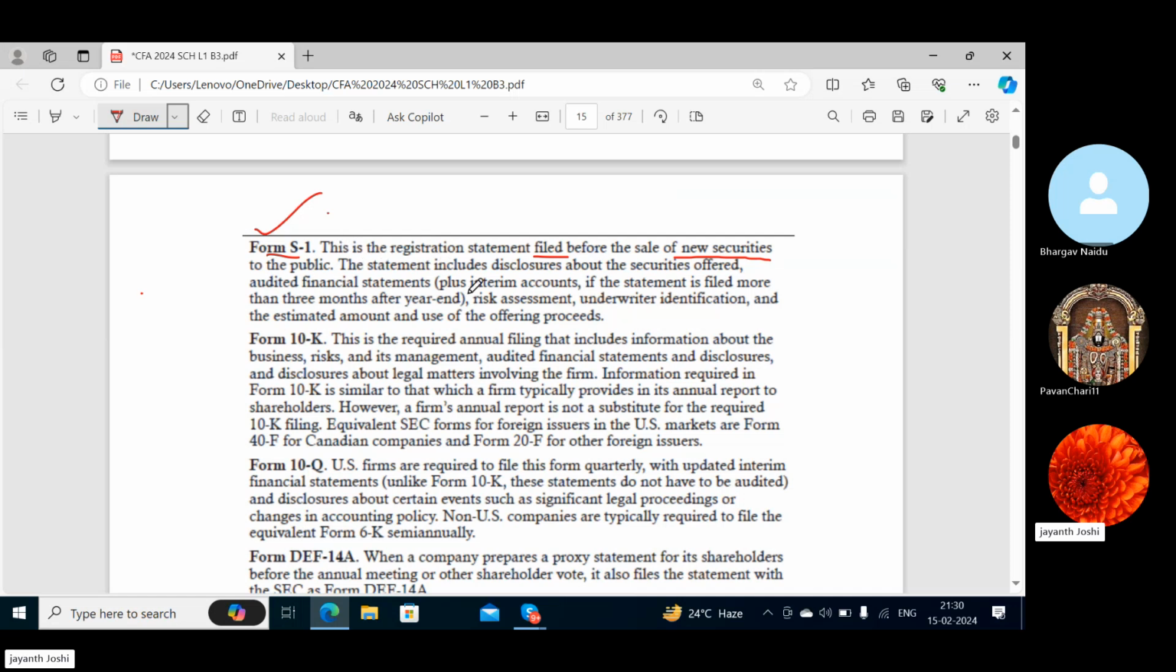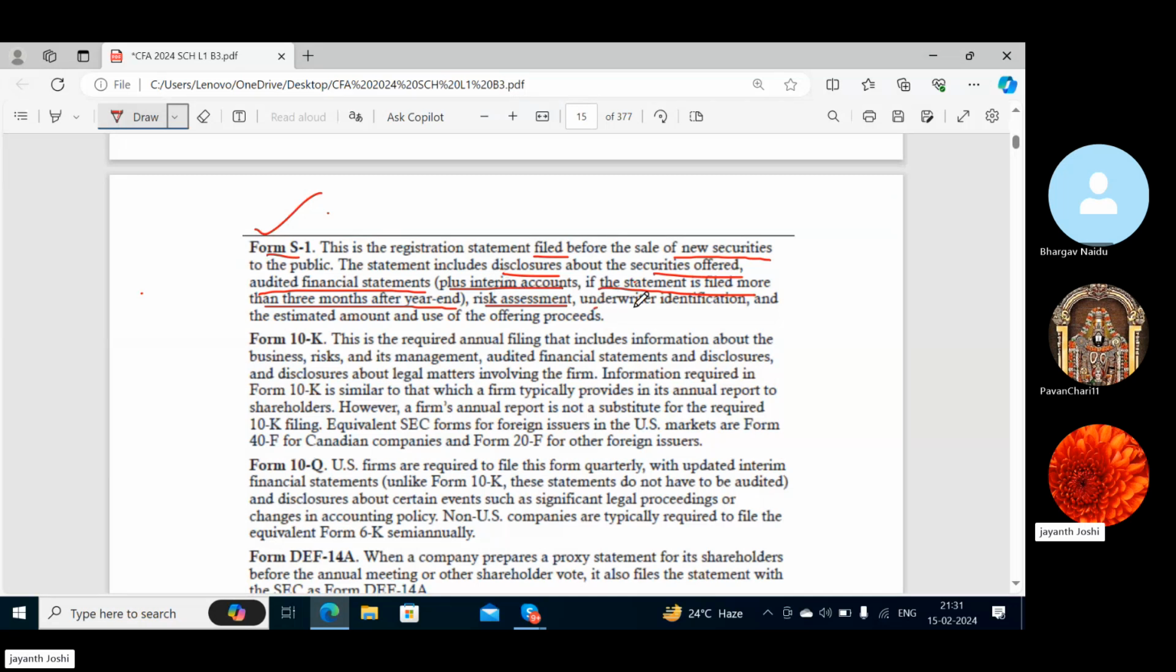securities to the public. The statement includes disclosures about the securities offered, all the details about the securities they are going to offer to the people, the audited financial statements plus interim accounts. Interim accounts are nothing but quarterly or half-yearly, semi-annual accounts, if the statement is filed more than 3 months after year end. Then the risks the company is exposed to.